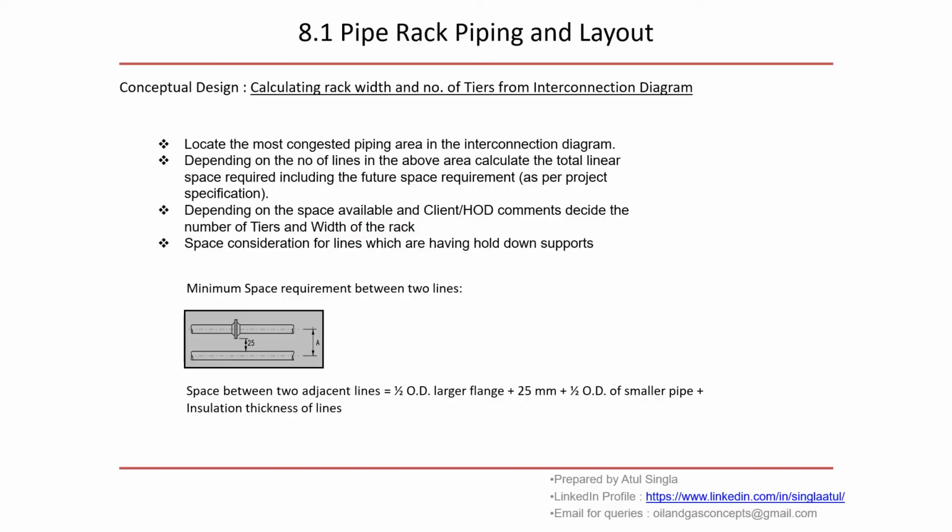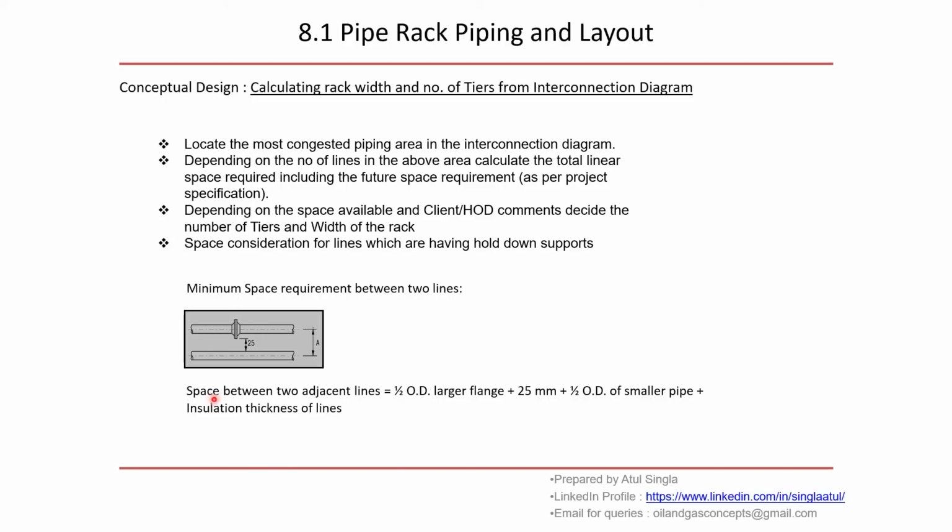Space consideration for lines which have hold down supports. Suppose there is a reciprocating compressor or reciprocating lines. If a pulsation vendor is there, based on the pulsation calculation we require some hold down supports, and for hold down supports we require some additional space, so we need to consider that while deciding the width of the pipe rack. So this is a small criterion.